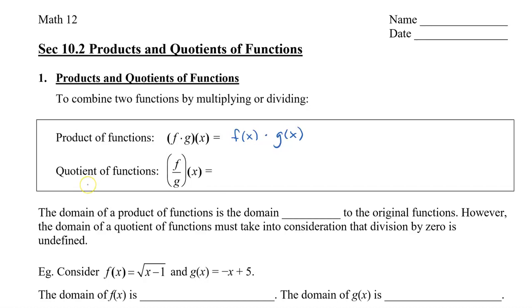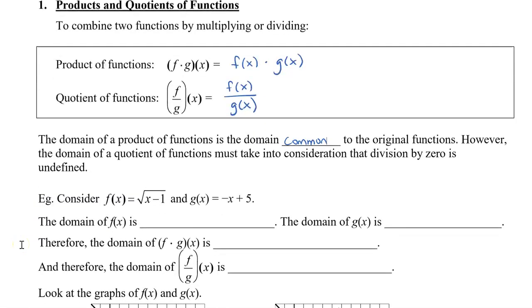Similarly, a quotient of functions is written as (f divided by g)(x), which then can be expanded to f(x) divided by g(x). Now, the domain of a product of functions is the domain that is common to the original functions. However, the domain of a quotient of functions must take into consideration that division by zero is undefined.